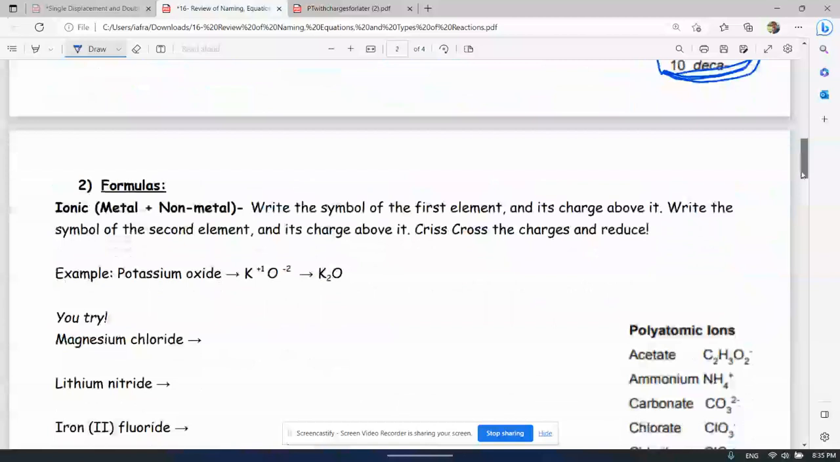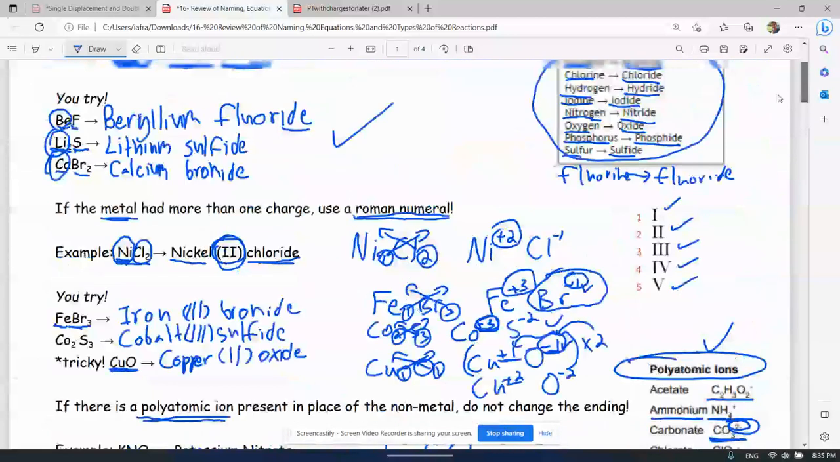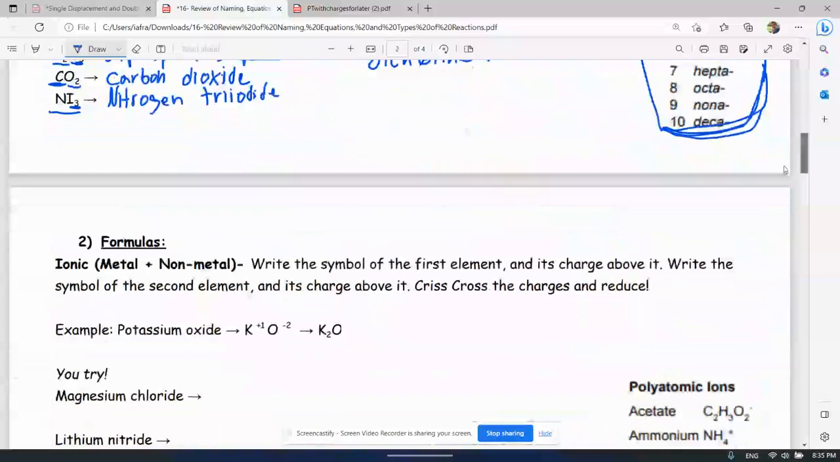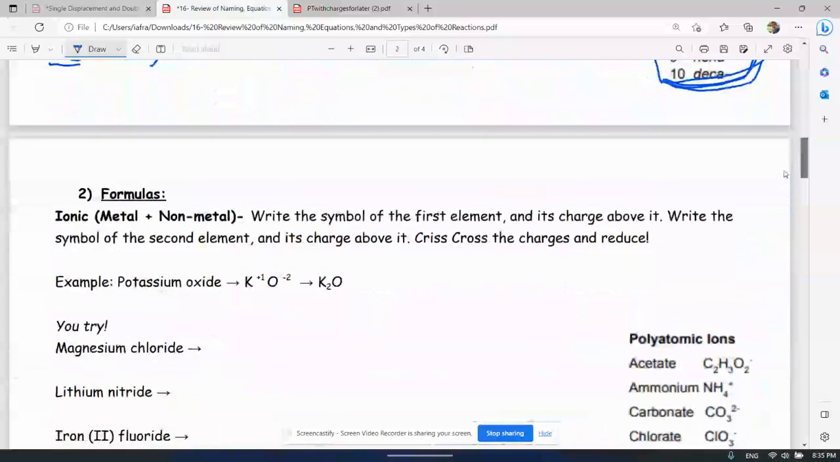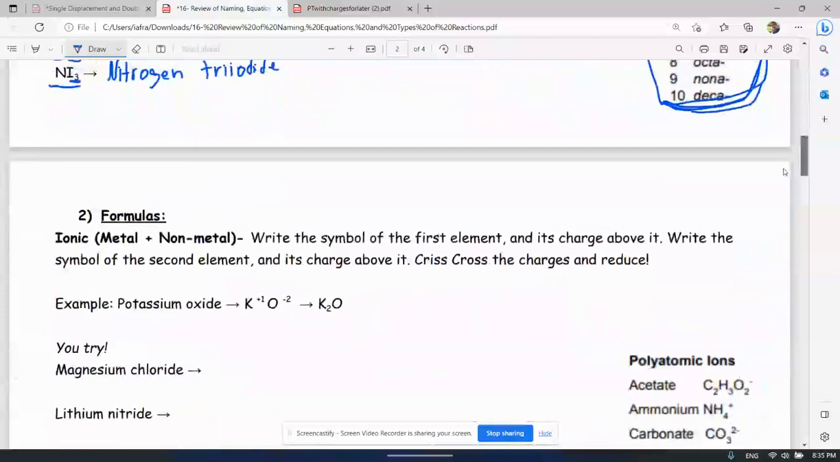In the next video, we're going to take a look at how to make formulas. So far we just saw, here's a formula, let's name it. Let's give it a name in words. But in the next video, we're going to be given a name and we're going to convert it to their formulas.